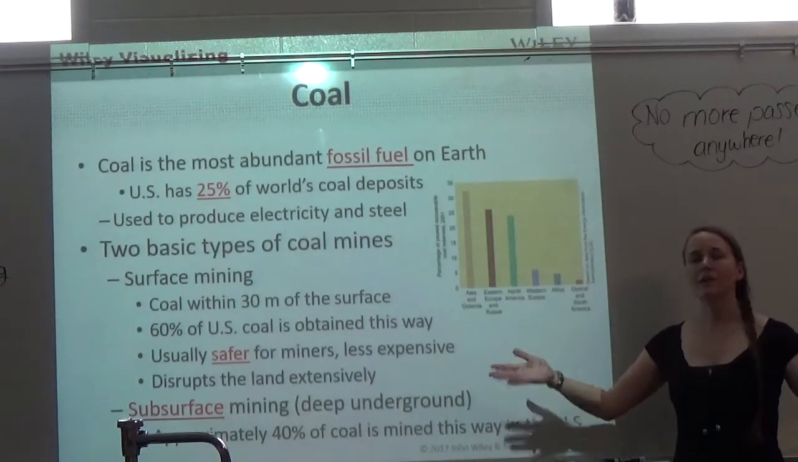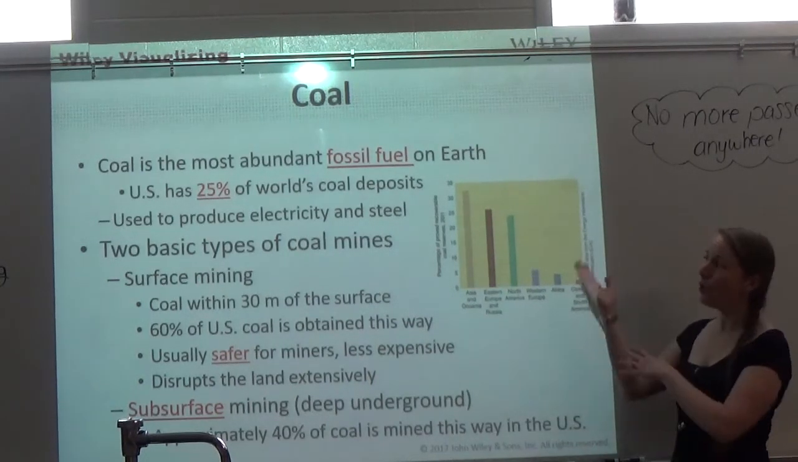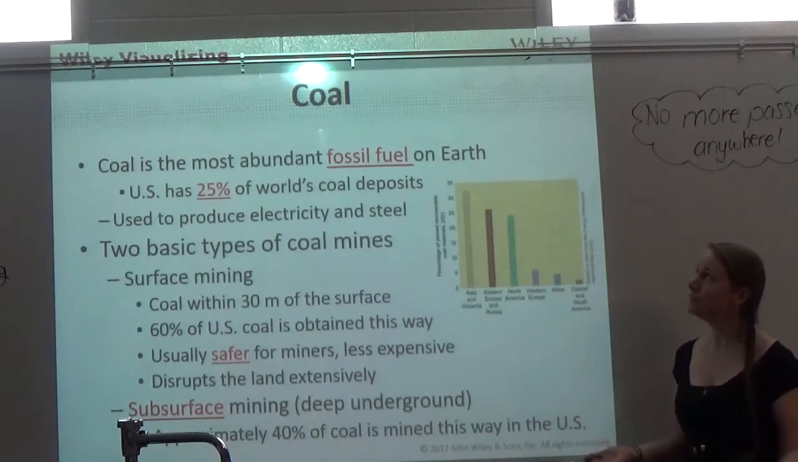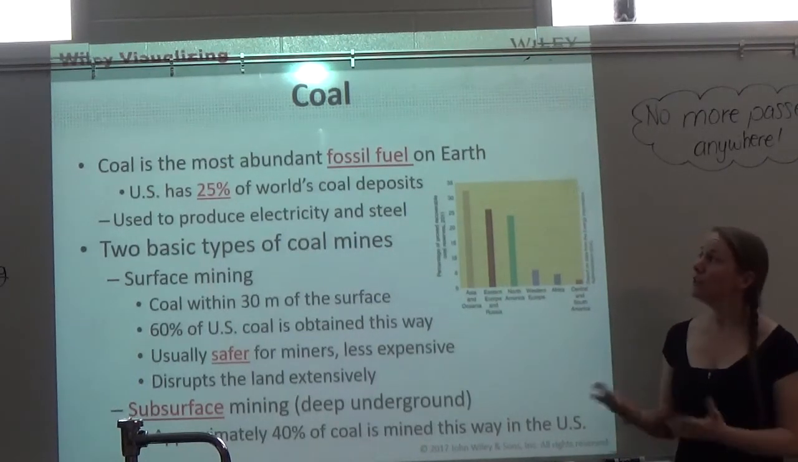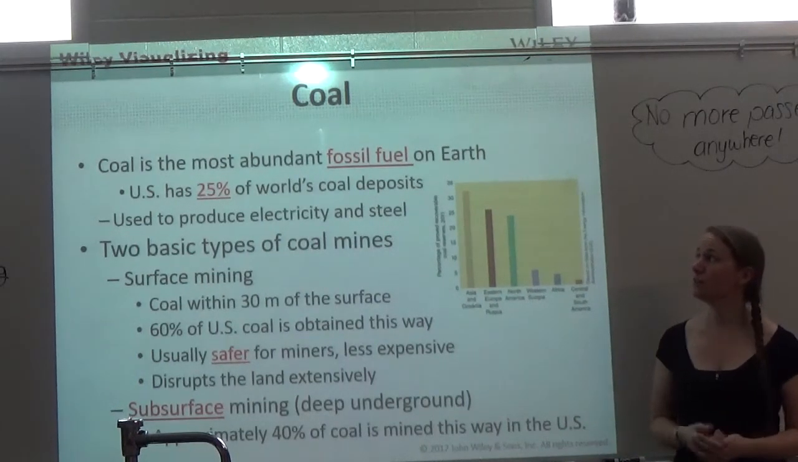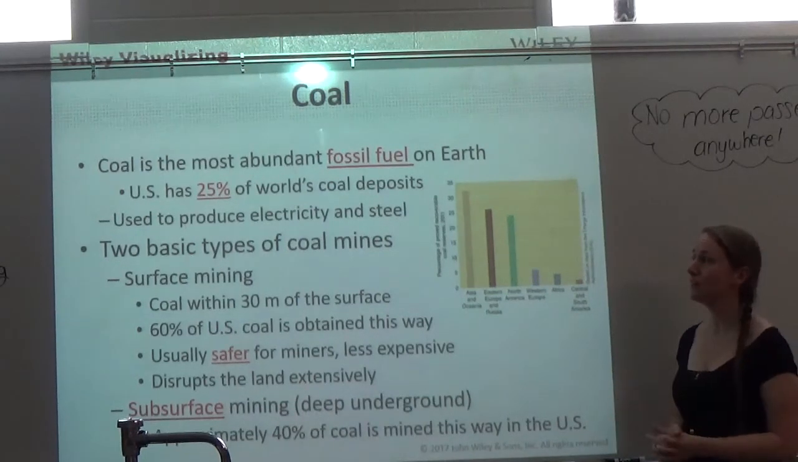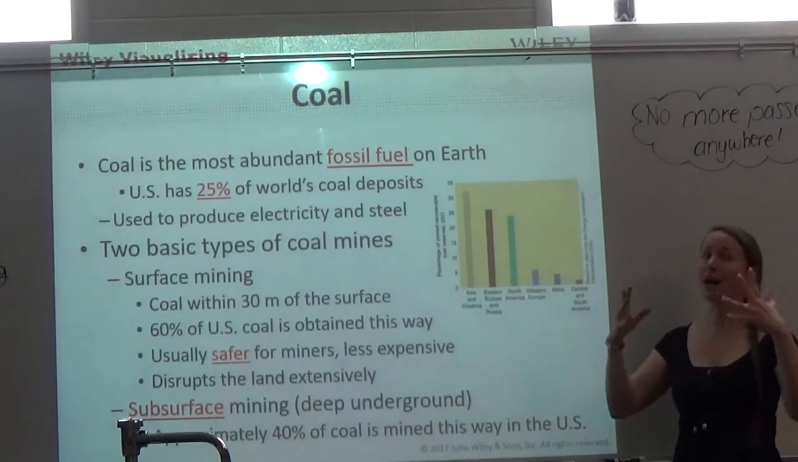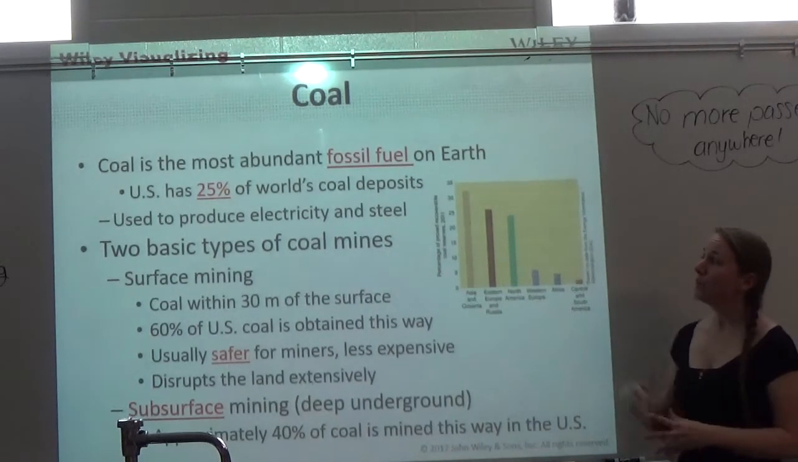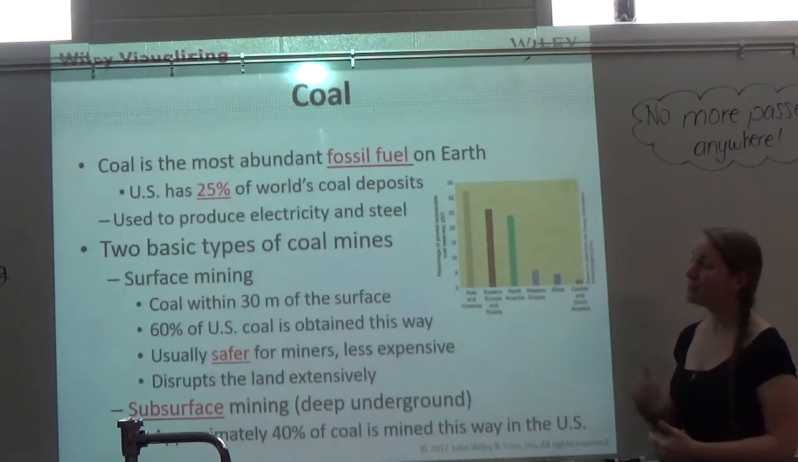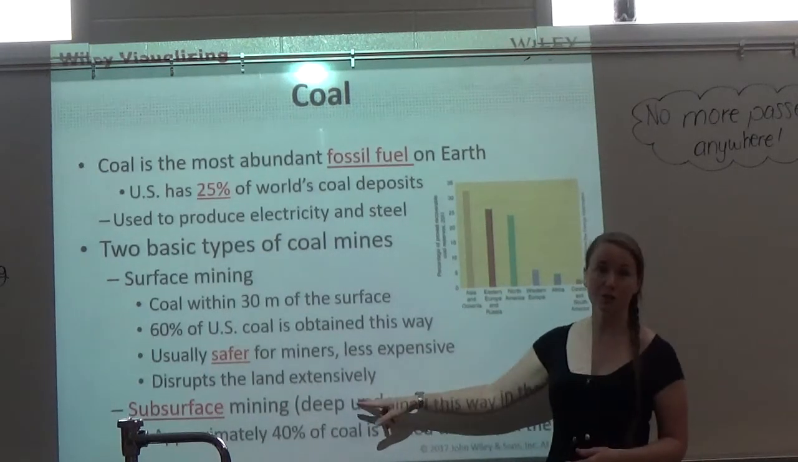So one of the things that we use that's non-renewable is coal. Coal is the most abundant fossil fuel on Earth. The U.S. has 25% of the world's coal deposits. So we like to use coal because it's readily available. It's used to produce electricity and steel, which we use especially in high-rise buildings. There's 2 basic types of coal mines. There's surface mining and subsurface mining.